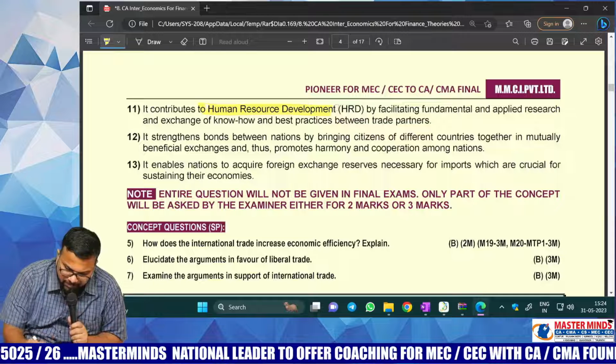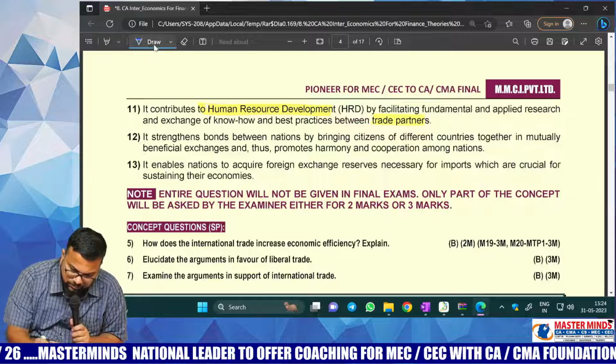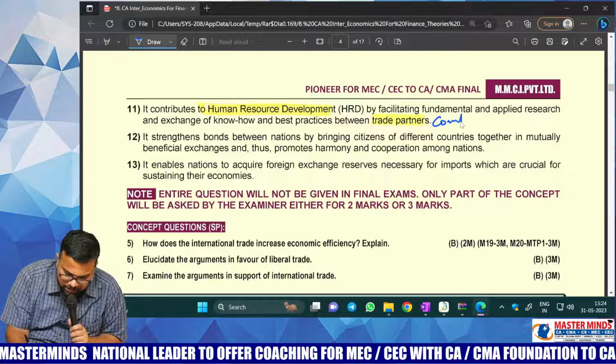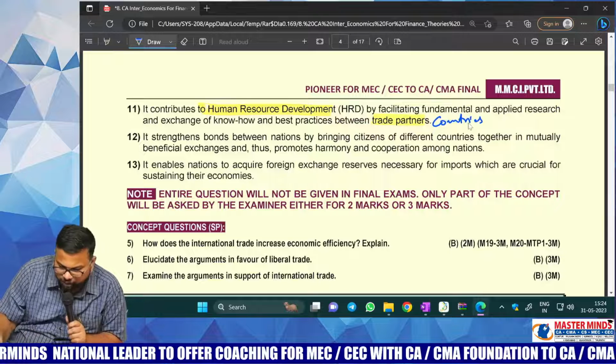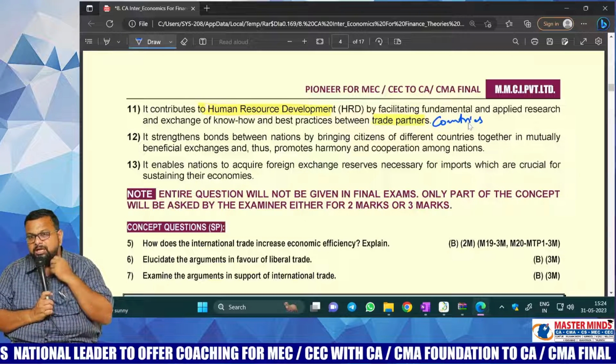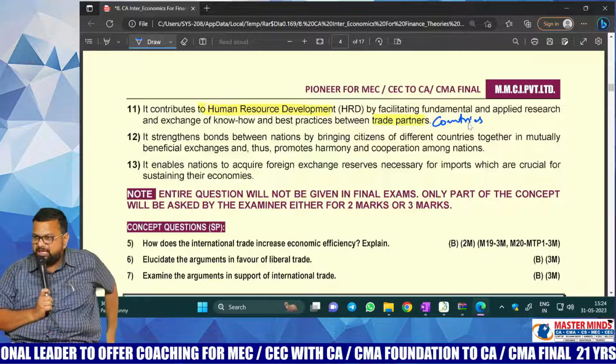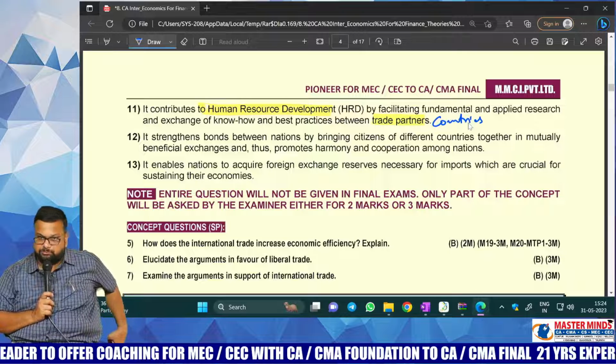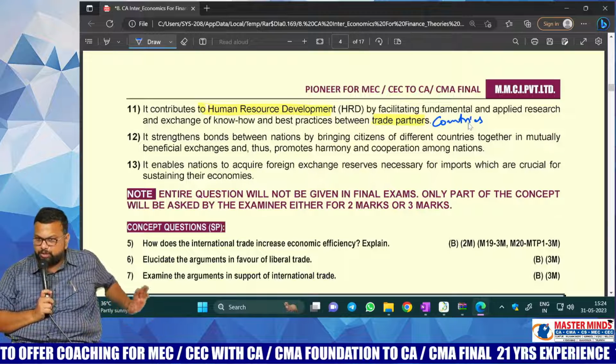Next one, trade partners. Trade partners means here countries. Why is there a huge demand for software engineers in India? Because of the good relationship between US and India. Simple thing, because of the good relationship between US and India.